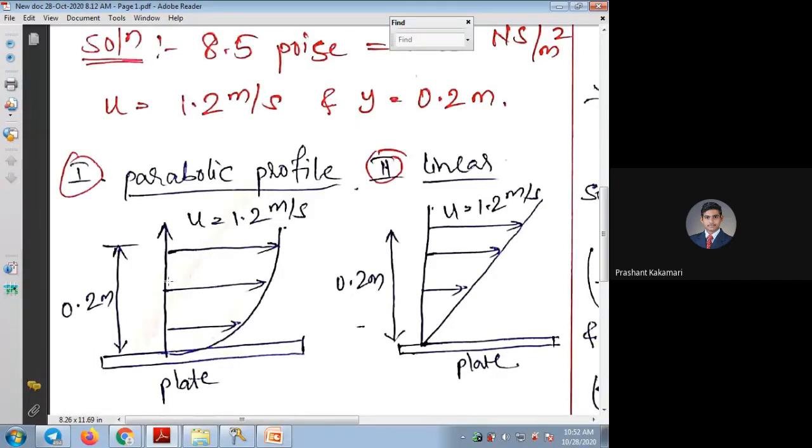So in both conditions, the velocity at the top, at the given position of 0.2 meters, is 1.2 meter per second. In linear also, the height and velocity are going to be considered the same, but the profile is different. So depending upon this change in the profile, how the velocity is going to change, or how the velocity gradient is going to change, that we can discuss in the linear condition. So parabolic condition we will focus on now.